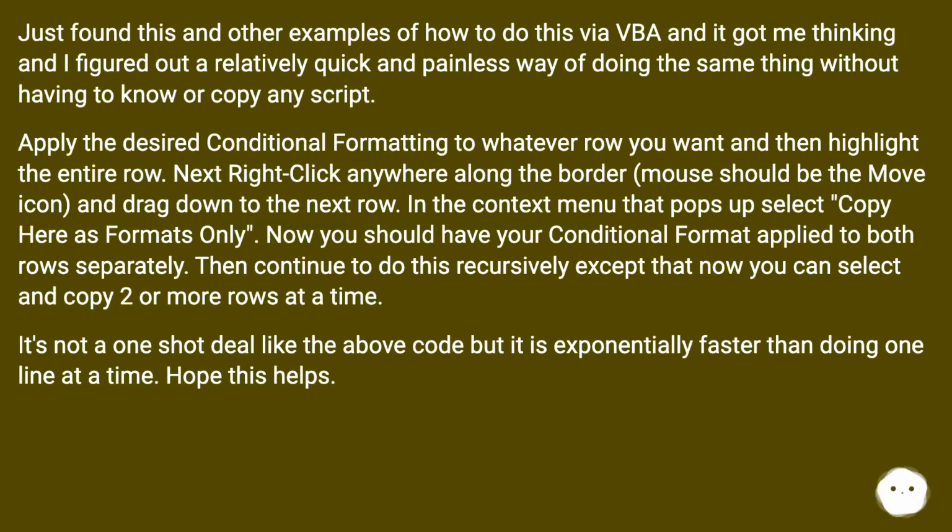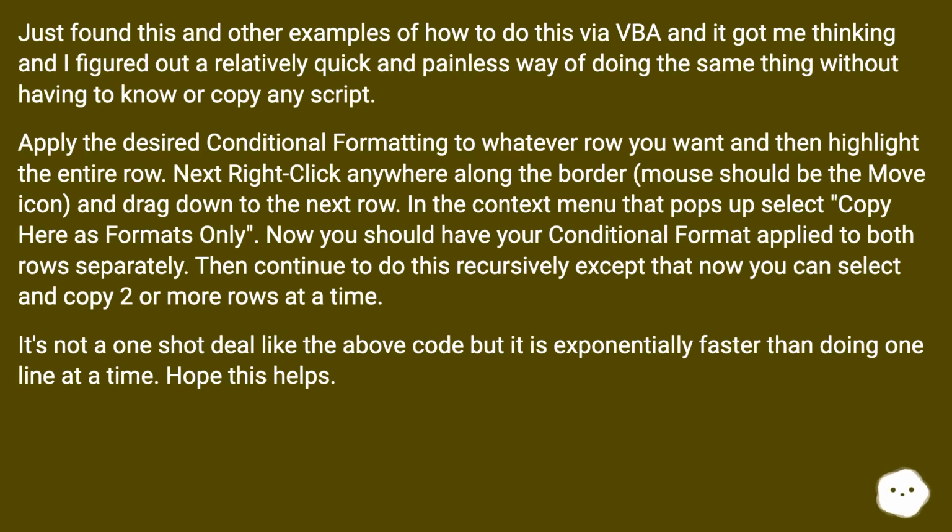Just found this and other examples of how to do this via Google, and it got me thinking, and I figured out a relatively quick and painless way of doing the same thing without having to know or copy any script. Apply the desired conditional formatting to whatever row you want and then highlight the entire row. Next, right-click anywhere along the border, mouse should be the move icon, and drag down to the next row. In the context menu that pops up, select Copy Here as Formats Only.